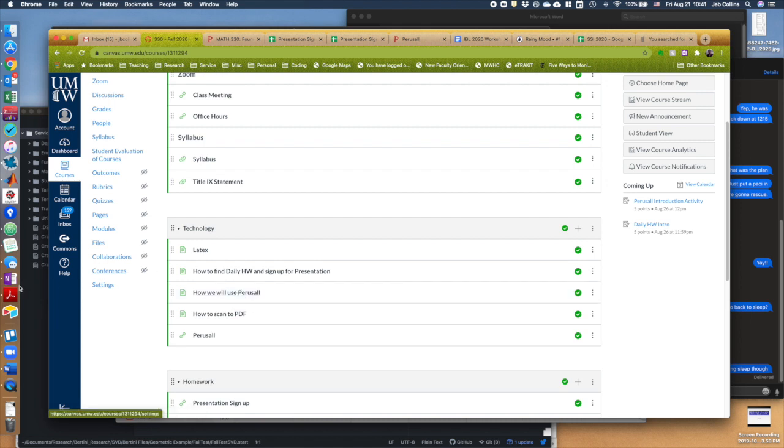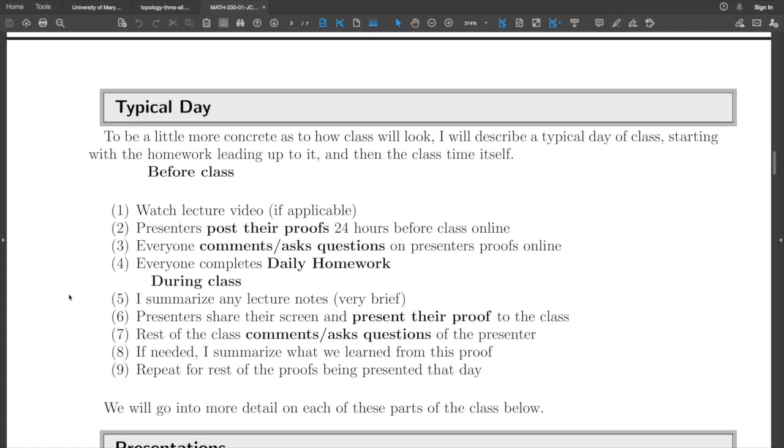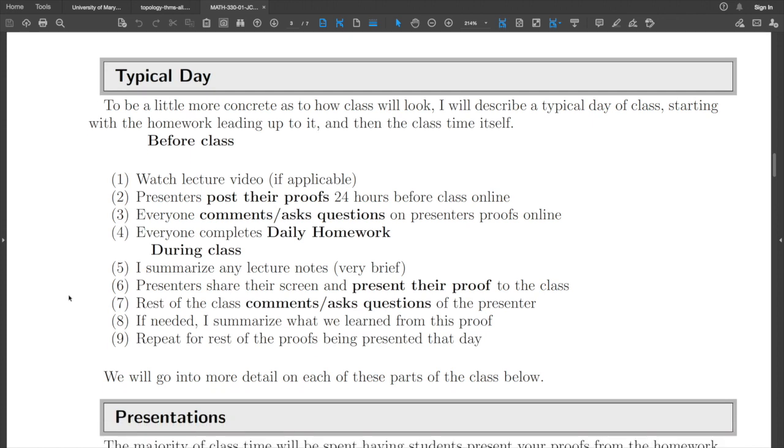What happens during class? Well, one more thing from before class. There are going to be some video lectures. I'm going to be doing lectures, recording them, and then posting them onto YouTube. They'll be on Canvas as well. There are very few lectures during this class, but you'll have to look at those lectures before class.